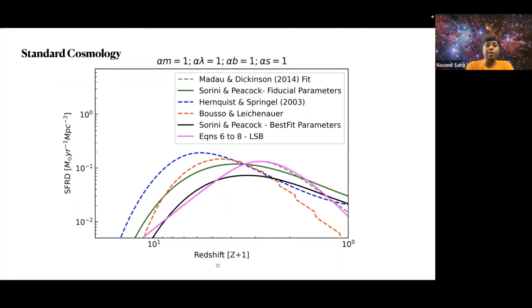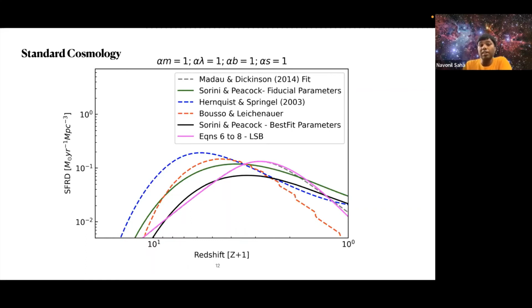Now, coming to the comparison cases. First, we look at the standard cosmological case, and then we go on to the different cosmological cases. For the standard cosmology, all the alphas are taken to be 1: alpha_m is 1, alpha_lambda is 1, alpha_b is 1, and alpha_s is 1. In this graph, the red curve is the Busolike model in our code, the green curve is the fiducial parameters of the Sorini-Peacock model, the blue curve is the original Henriques-Springel model 2003, and the black curve is the Sorini-Peacock best fit parameters. The Madau-Dickinson fit is almost coinciding with equations 6 to 8 of the LSB paper, as you can see. So this is for the standard cosmological case.